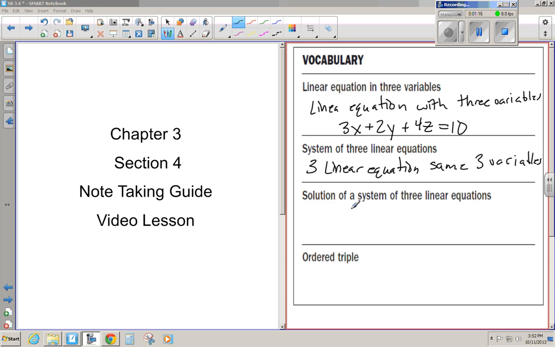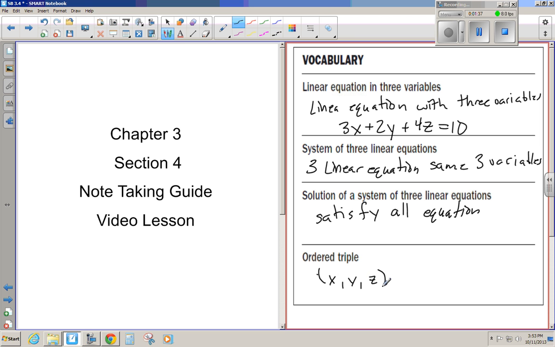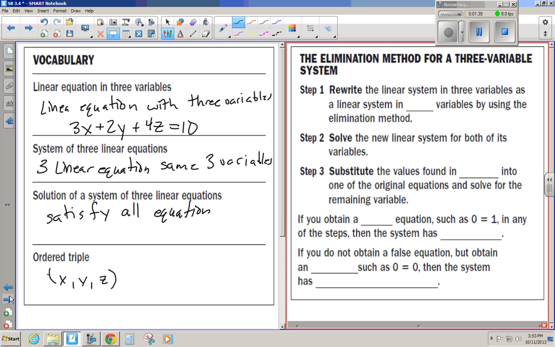All right, a solution of a system of 3 linear equations has to satisfy all equations. So it has to be a solution for every single equation. And an ordered triple is just like an ordered pair. You're going to have an x, a y, and a z. The elimination method for a 3-variable system, that's what we're going to be using.